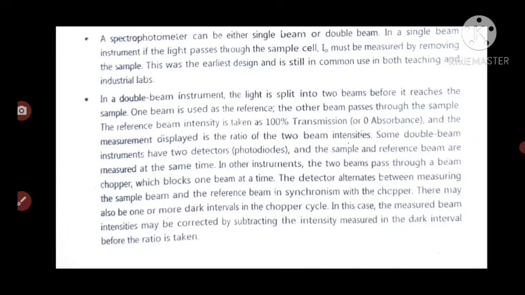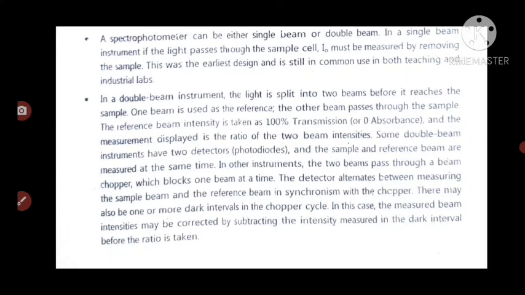In some double beam instruments we have two detectors, that is photodiodes, and the sample and reference beams are measured at the same time. In other instruments the two beams pass through a chopper, which blocks one beam, and the detector alternates between measuring the sample beam and the reference beam, synchronous with the chopper. This type of instrument is used for the technique of ultraviolet photoelectron spectroscopy.